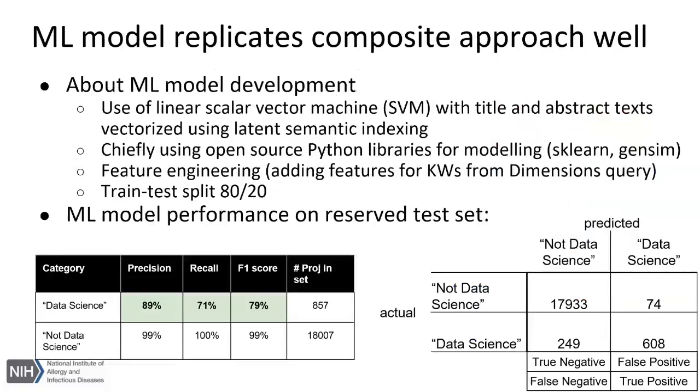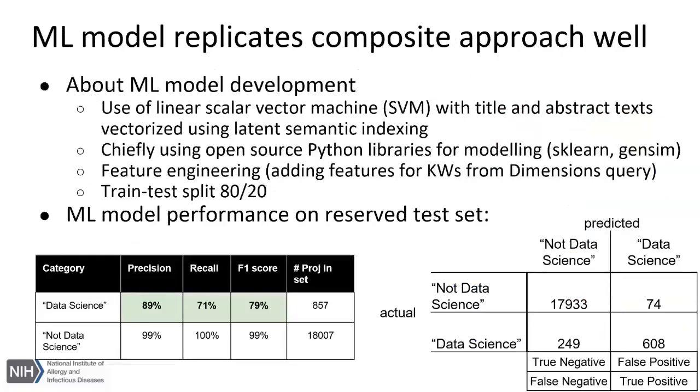This slide has a lot of details about the machine learning model. I'm not going to go through all of those right now. I just want to highlight the performance shown on the bottom. Particularly, I want to show in the bottom left, these are performance metrics for how the machine learning model is doing. Overall, this precision, recall, F1 score all say this model is actually doing very well. So the machine learning method replicates that more cumbersome approach very well.